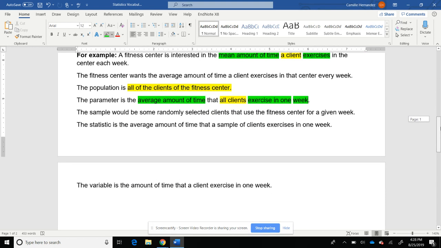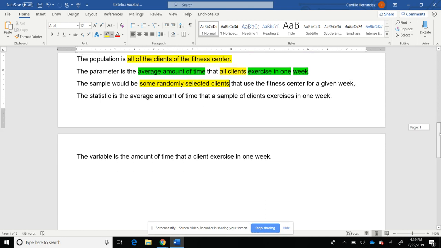Okay? All right, so sample. Remember that sample is I'm taking a group from that population. So if I'm taking a group, I can't take everybody, but I can choose some randomly selected clients. So again, remember, population is all, sample is some of them. Okay, and that's who I want to know. I want to know some select clients that use the fitness center for a given week.